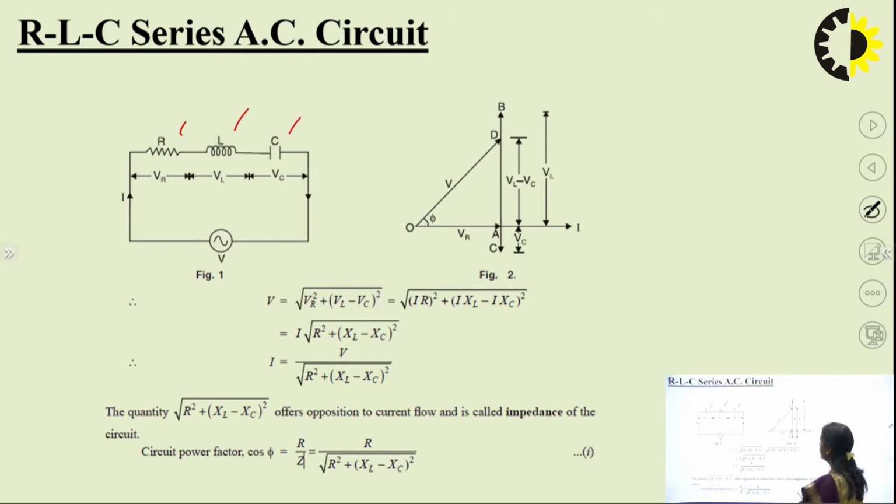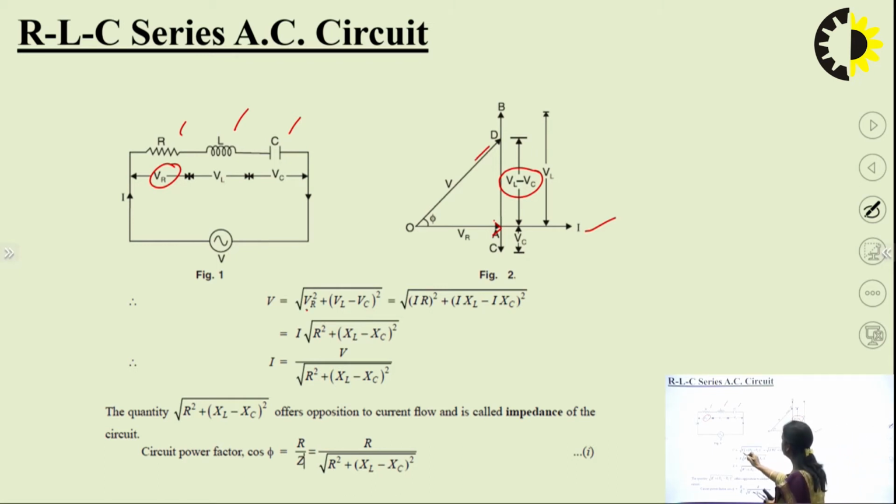Now, how to draw the phasor diagram? Again the current will be taken as a reference. Then you know that VR will be in the same phase, VL will lead and VC will lag. So you will get the resultant of VL and VC, which is VL minus VC. And this is the resultant V.